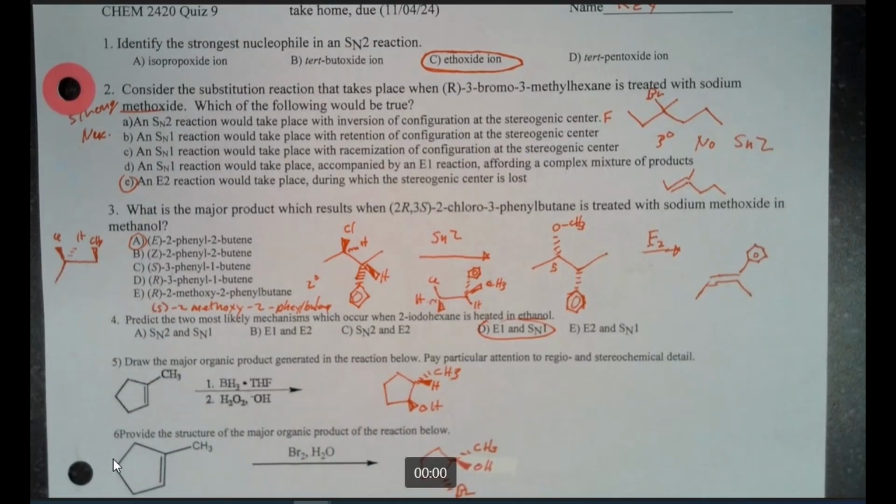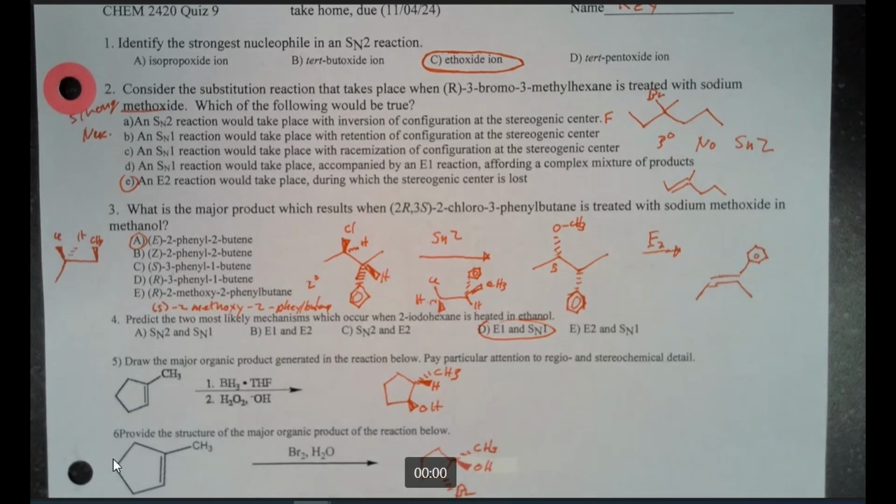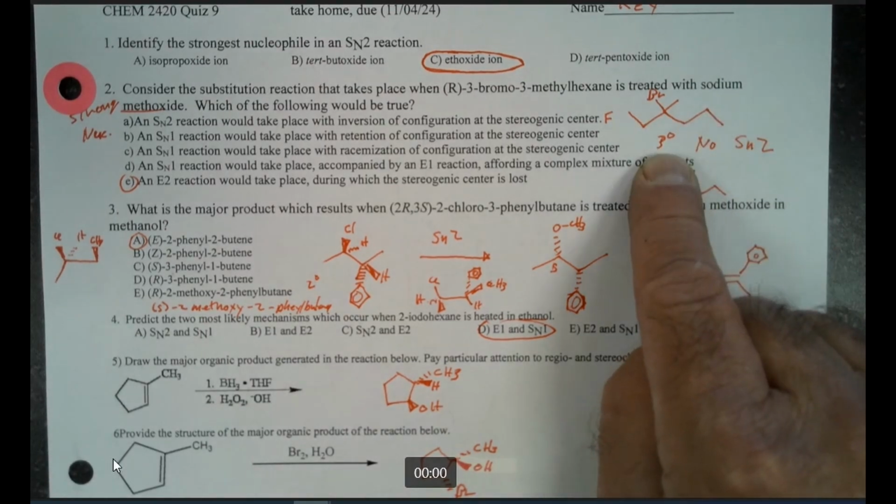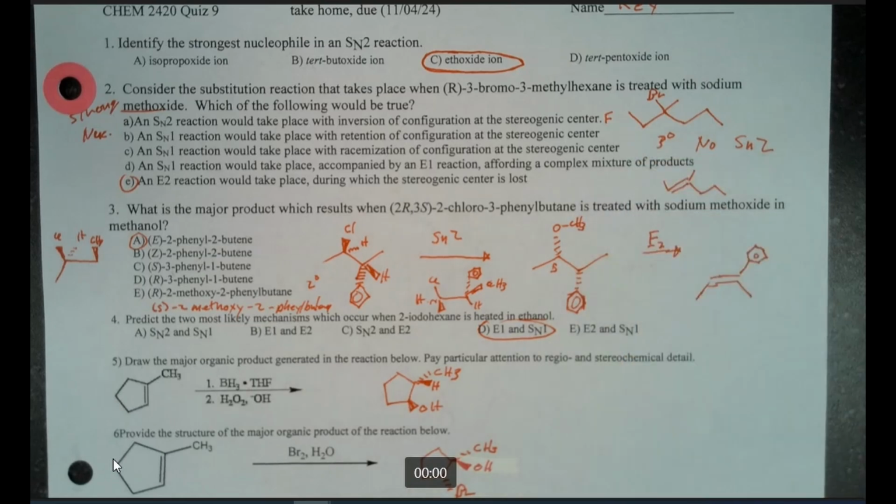Consider the substitution reaction that takes place when 3-bromo-3-methylhexane is treated with sodium methoxide. So what do you want to figure out? We have a tertiary alkyl halide. What do you know about tertiary alkyl halides?